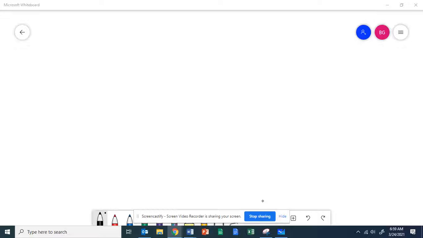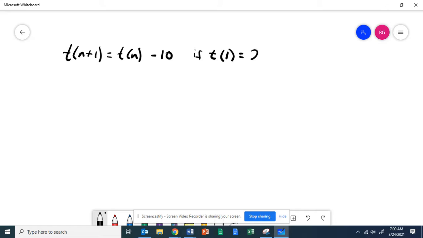Okay, so I'm going to talk about here, if you're given a recursive equation, how to find the terms in the sequence. So here's a recursive equation for you. t of n plus 1 equals t of n minus 10. And it says, if t of 1 equals, let's say, like 22.